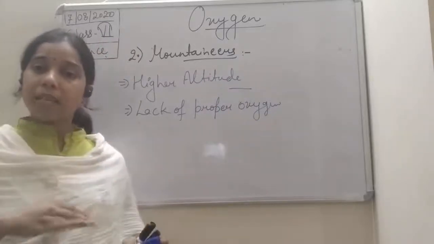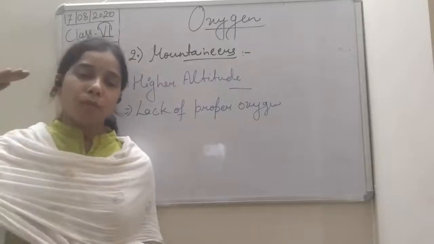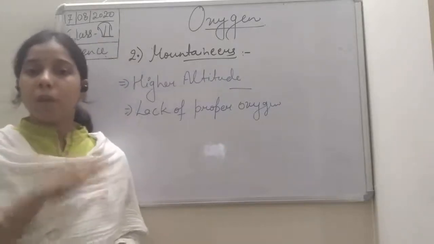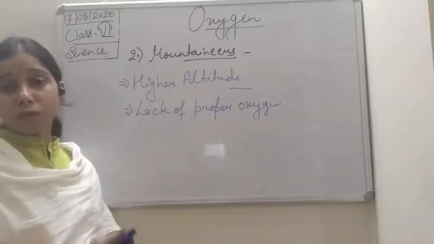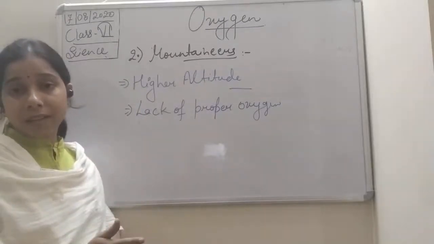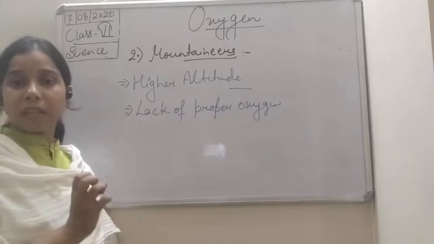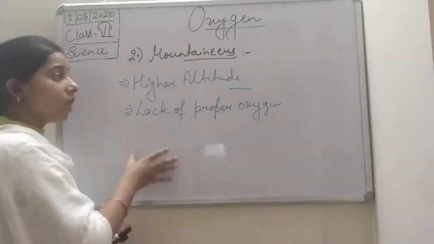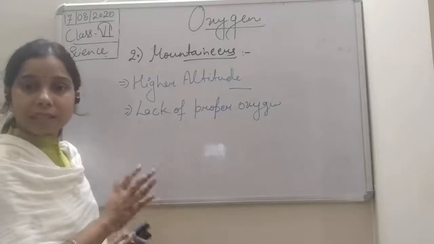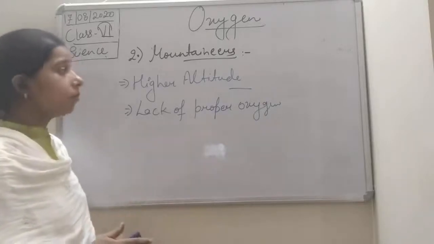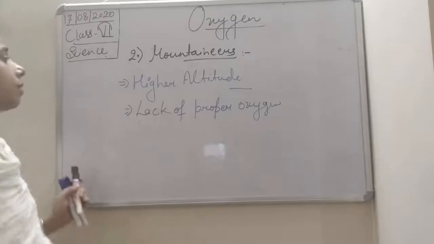So as the mountaineer moves to a higher altitude, the level of oxygen is very low, or we can say the amount of oxygen in the atmosphere at the higher altitude is very less. Thus, the mountaineer needs a proper amount of oxygen for survival. Then the last one is the diver.